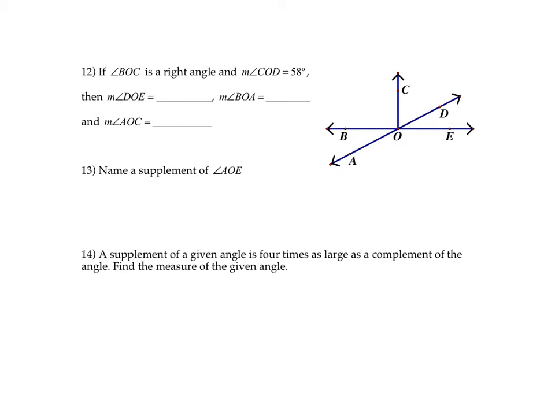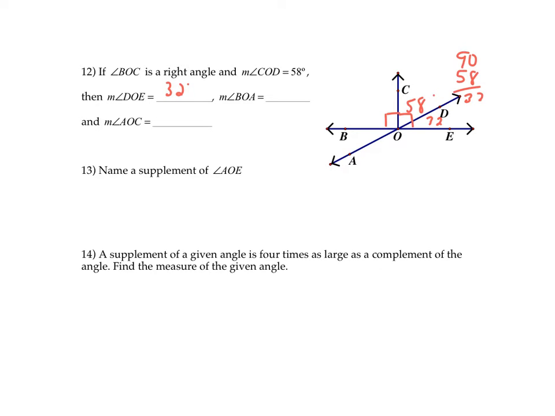Okay, number 12, it says if angle BOC is a right angle, so I'll mark that in there as 90 degrees, and the measure of angle COD equals 58 degrees, we have to find the measure of angle DOE, the measure of angle BOA, and the measure of angle AOC. If angle BOC is a right angle, then this is a right angle over here too, because we know from the picture that BOE is a straight angle. So take and subtract the 58 from 90 degrees, and we end up with 32. So the measure of angle DOE is 32 degrees.